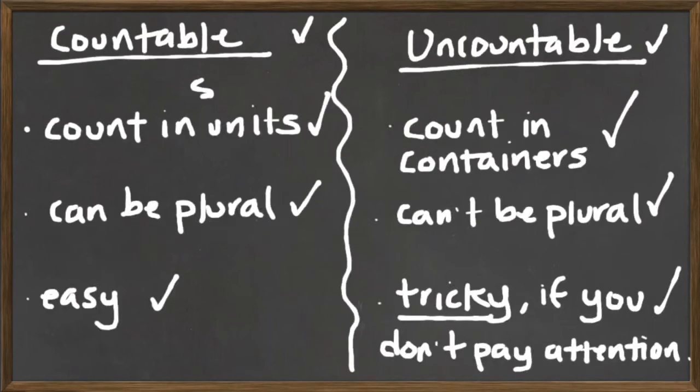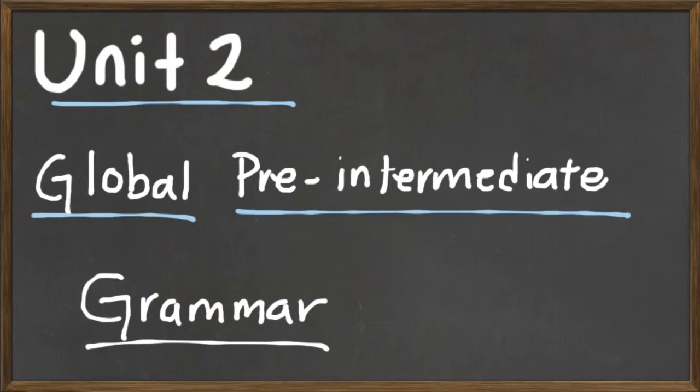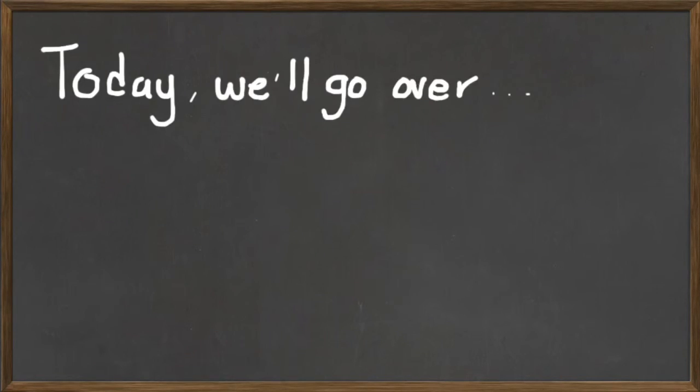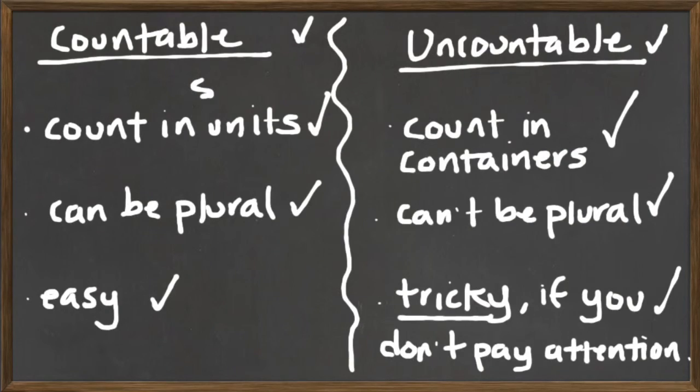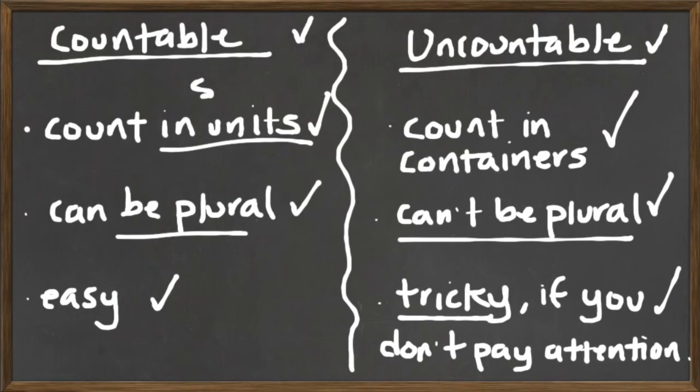Okay, so let's recap a little bit on what we did. We did Unit 2 today from the Global English book for the pre-intermediate student, when we looked at the grammar of the unit. We talked about countable nouns and uncountable nouns, quantifiers, and the infinitive form of the verb for a couple of objectives. Countables can be counted in units, they can be plural, whereas uncountables don't have a plural form. We use a container in order to count them, and they're tricky, and normally countables are easy.